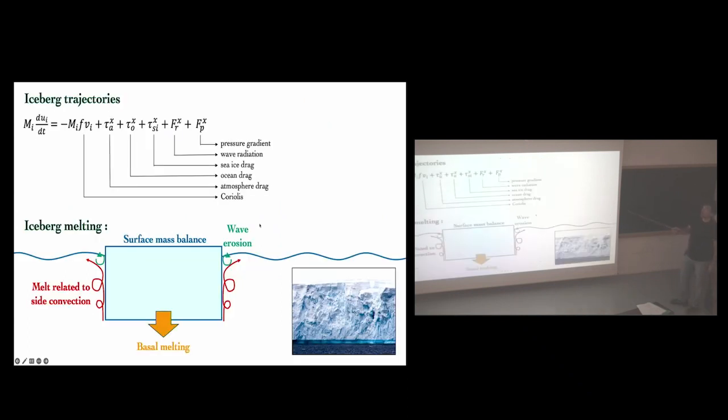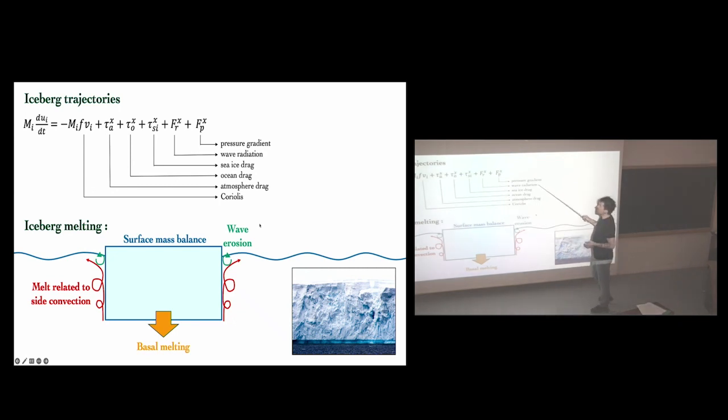So now we can look at what moves the icebergs. This equation is probably quite similar to the equation that Martin introduced last week for the sea ice floes before the rheology. So of course, you have Coriolis, you have the friction of the air, the friction of the ocean, the friction of sea ice. Then you have wave radiation.